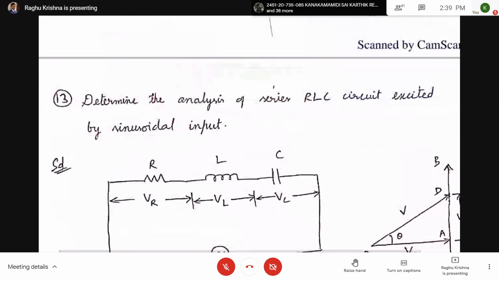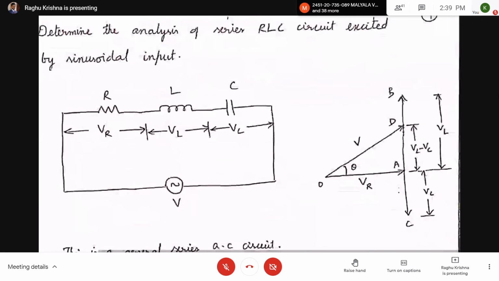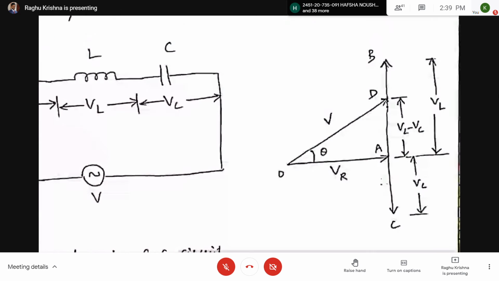Now coming to the analysis of series RLC circuit. Here you are going to get VR, VL and VC. In the phasor diagram I have drawn, first I am going to take VR. Next, what about VL? VL will be leading the current. As VR and I are in phase, VL leads VR.